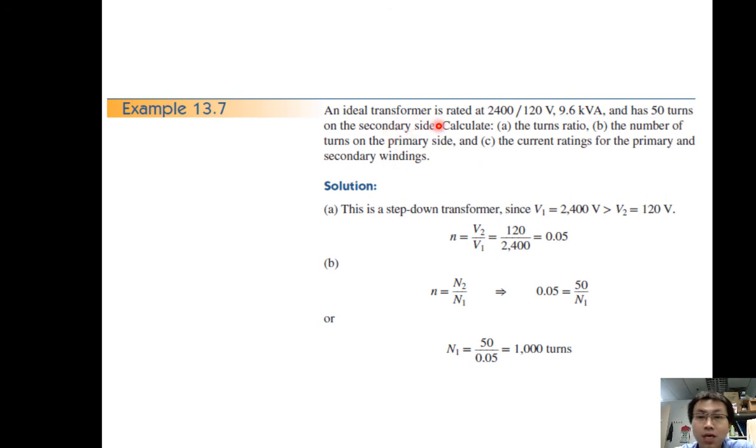For example, an ideal transformer is rated 2400 volts to 120 volts with a power of 9.6 kVA, and has 50 turns on the secondary side. We want to find the turns ratio, and also the turns on the primary side. So what equation do we need to use? We know this is the primary side and this is the secondary side, and N equals V2 divided by V1, where V2 is the secondary side: 120 divided by 2400, which is 0.05. Then we want to find N1, so we use N equals N2 divided by N1. N2 is given as 50 and N is calculated as 0.05. Can we find N1? Yes, then we find it.